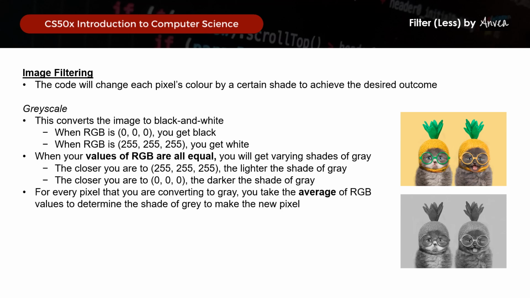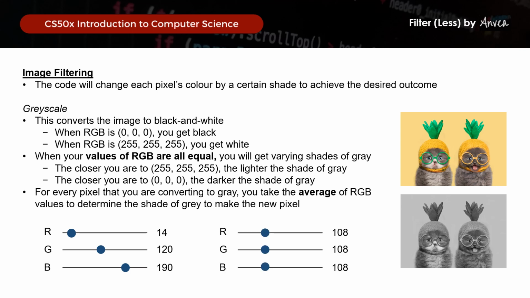For every pixel that you are converting to grey, you just need to take the average of the RGB values to determine the shade of grey of the new pixel. In this example, where R equals 14, G equals 120, and B equals 190, you just need to add all of these up and divide by 3, which will give you 108. So the resulting color of the pixel would be RGB each being 108.